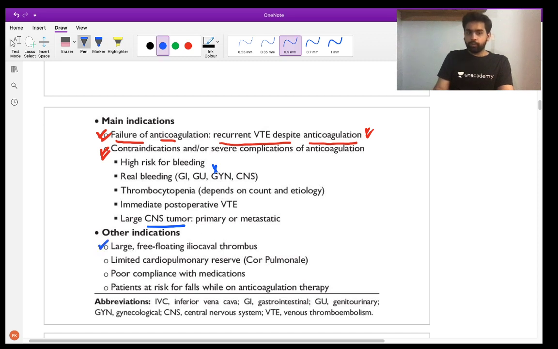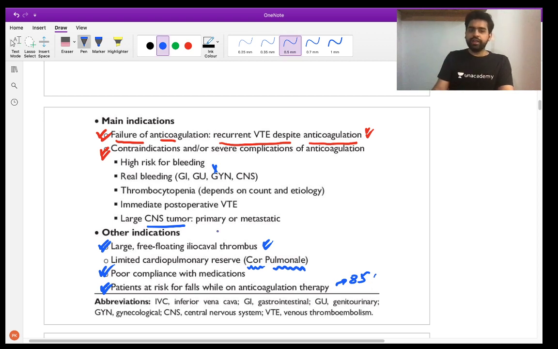This is important, this has been asked: large free floating iliocaval thrombus. Yes, this is again an indication. Limited cardiopulmonary reserve, let's say the patient is suffering from cor pulmonale. Even a small amount of thromboembolism will land the patient in right side heart failure. Poor compliance of medications, and the patient at risk of fall while on anticoagulation therapy. Let's say the patient is 85-year-old with Parkinson's. If you put the patient on anticoagulation, he goes to the bathroom, falls down, develops a massive intracranial bleed and might die.